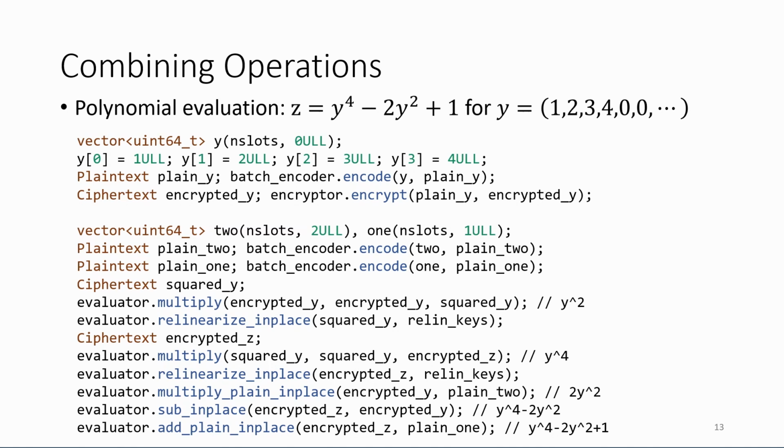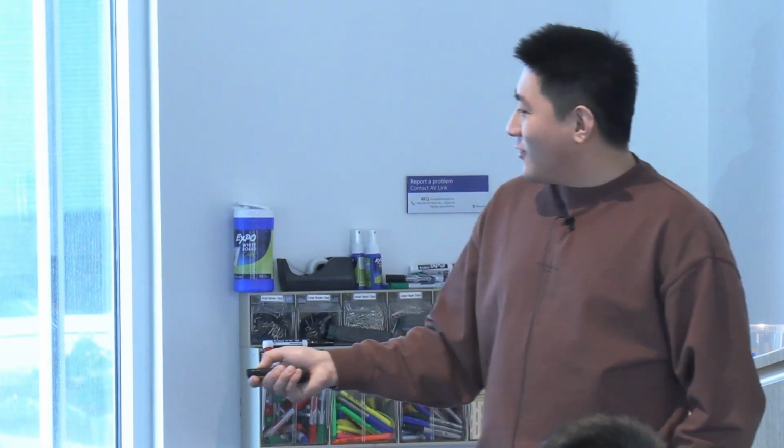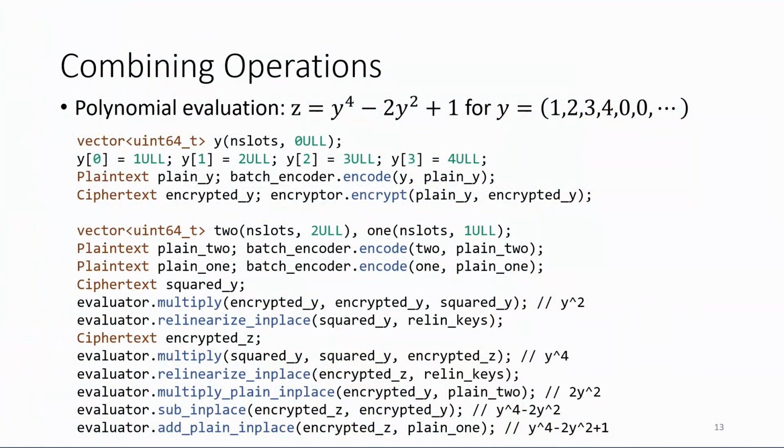And you multiply by a plaintext. So this encrypted y is now y squared. Oh, sorry, this should be y squared. Yeah, that requires some debugging, because I didn't write this code. So this should be y squared. You multiply with plain 2, you should get 2y squared, and let's say the result is stored here. Then you subtract it from y to the 4th. So here we subtract this value from encrypted z. So in z, now you have y to the 4 minus 2y squared. And then you further add 1 to it, so you get the final result.